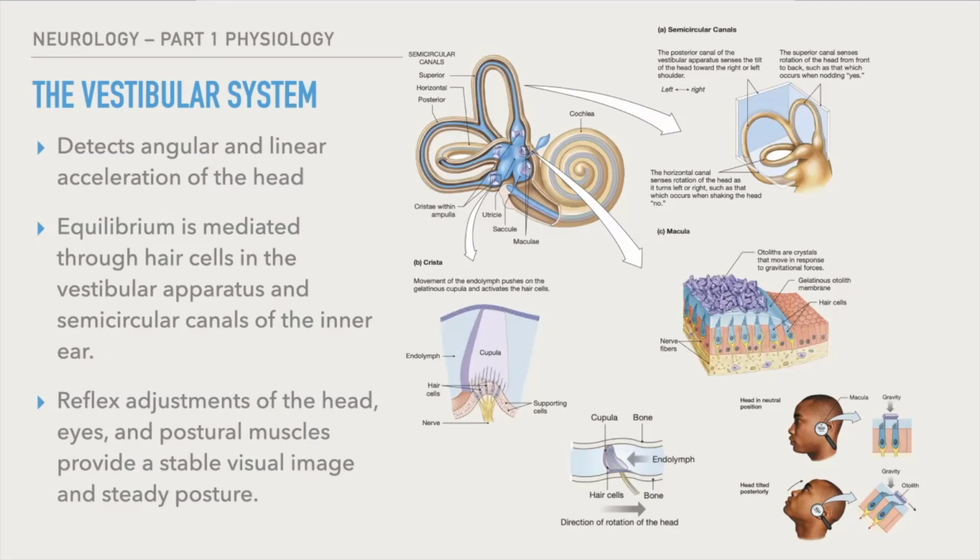If the stereocilia are bent towards the kinocilium, the hair cell depolarizes, causing excitation. If the stereocilia are bent away from the kinocilium, the hair cell hyperpolarizes, leading to inhibition. Therefore, during the initial left rotation, the left horizontal canal is excited and the right horizontal canal is inhibited.